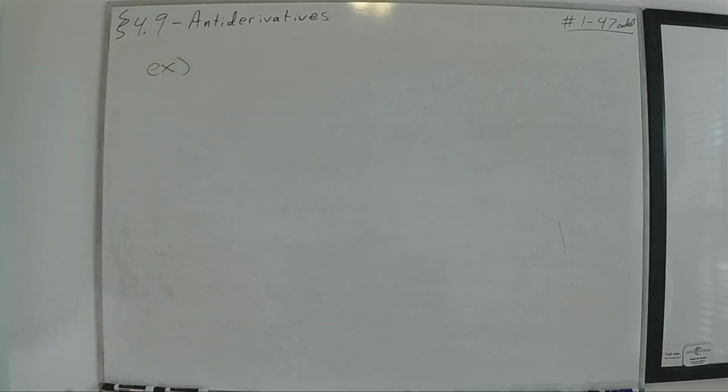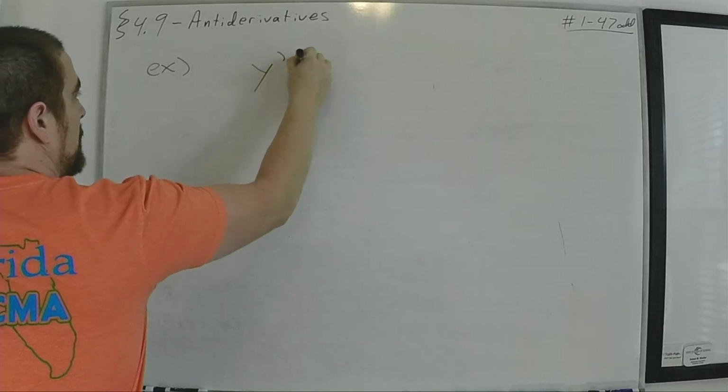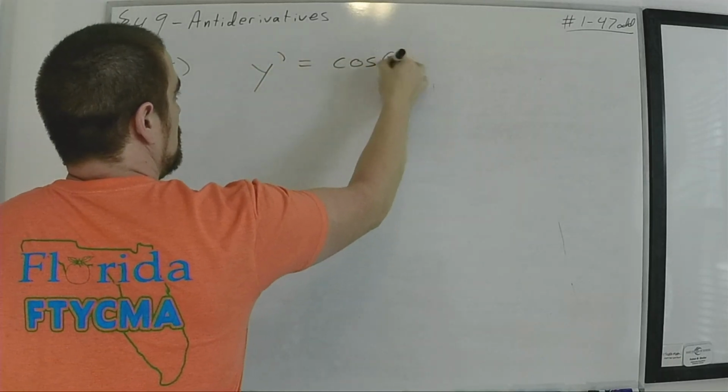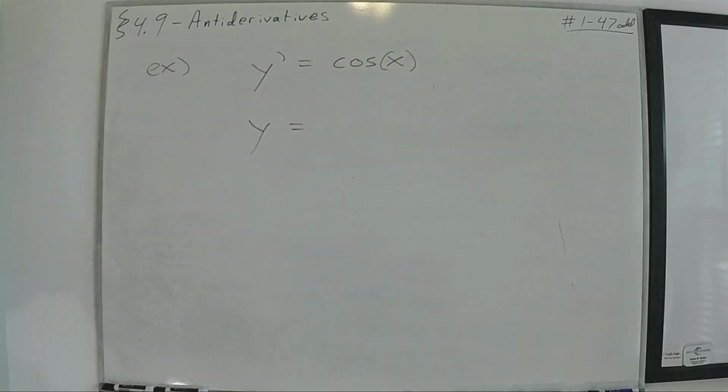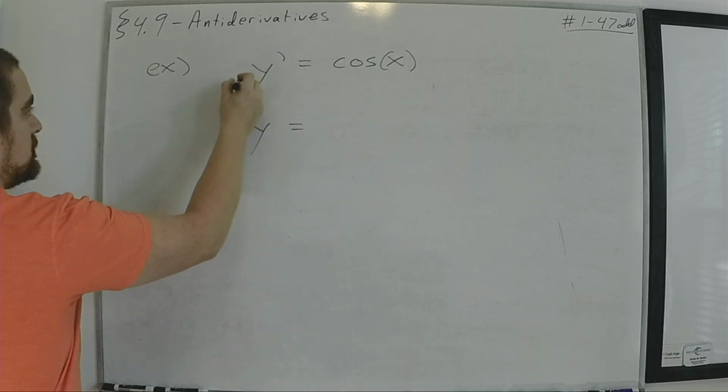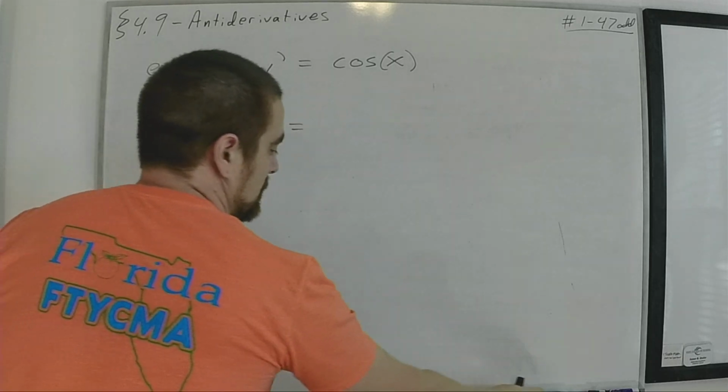Say we're starting out with y prime is cosine of x. Can I find the original function y? That is to say, when I go in this direction, can I get the antiderivative?